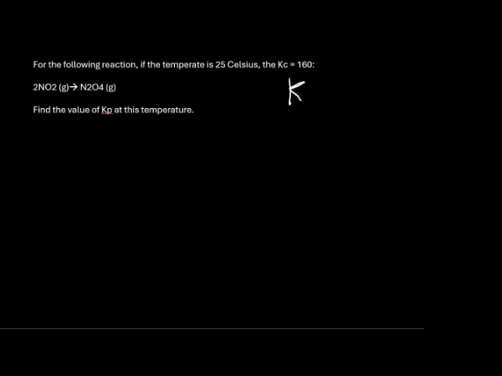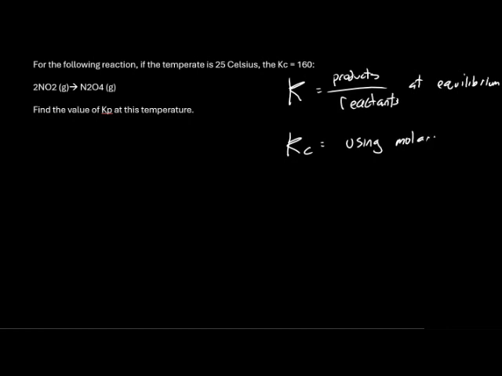We've seen previously that K is equal to products over reactants at equilibrium. But K will not always be the same value because it matters how we define our concentrations. Kc is our equilibrium constant if we are using molarity as our concentration. However, when you're doing a reaction with gases only, it's possible to look at Kp, which is the equilibrium constant based on pressure. A K value that uses molarity as the units may end up as a different value from a K that uses pressure.